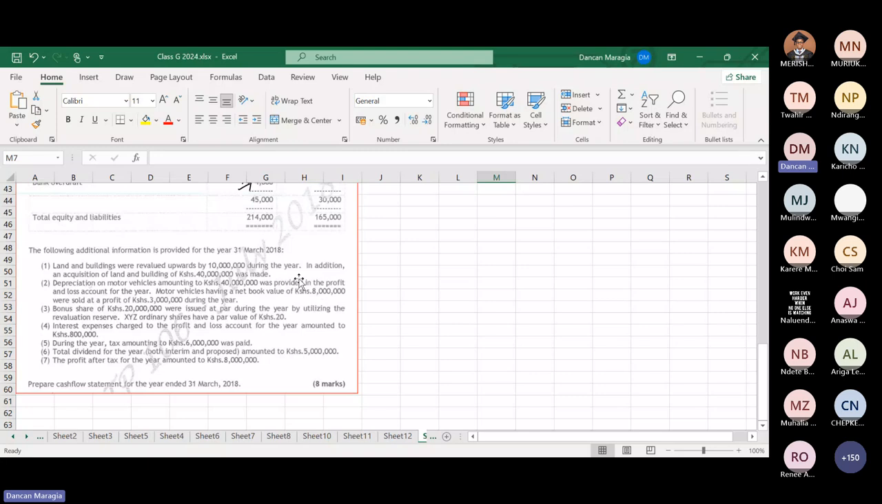XYZ shares have a par value of 20. Now, what does this mean?